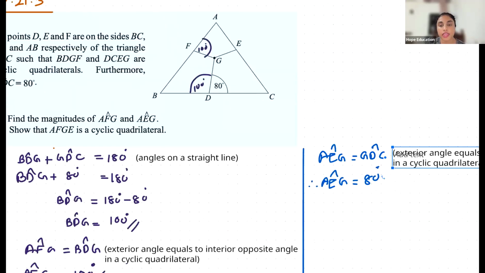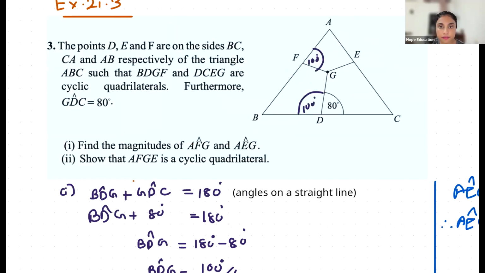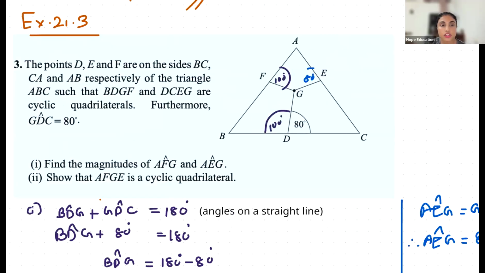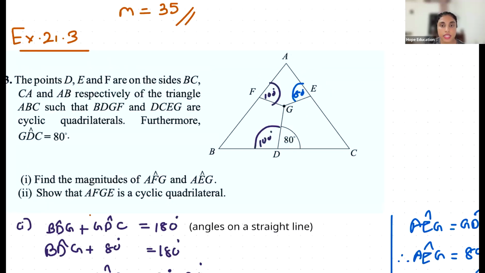එහෙනම් I found the value of AFG and AEG. AFG is 100 and AEG is 80. Show that AFGE is a cyclic quadrilateral. Again, that is very easy because you can see opposite angles are supplementary. 100 plus 80 is 180.